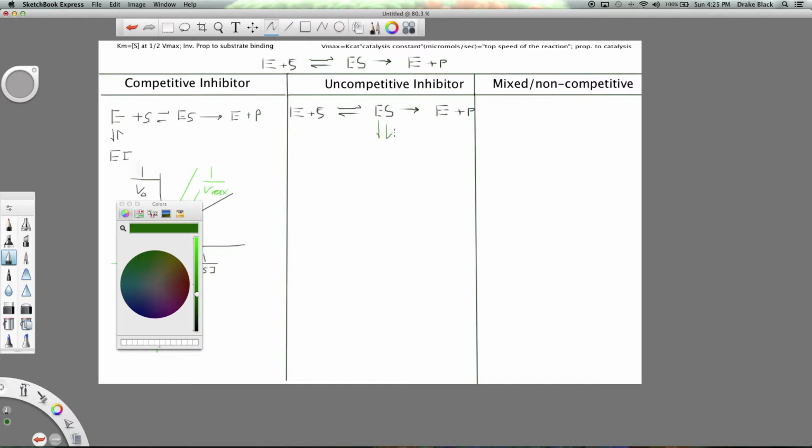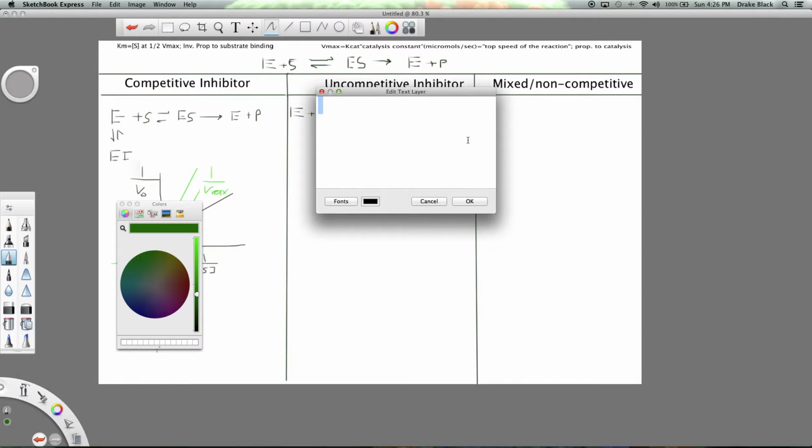And then you're going to create an enzyme substrate inhibitor complex. And then that will make it so it cannot make a product. So no product can be made as long as the inhibitor is on here. So I guess if you wanted to say that with words, basically a non-competitive inhibitor prevents catalysis.